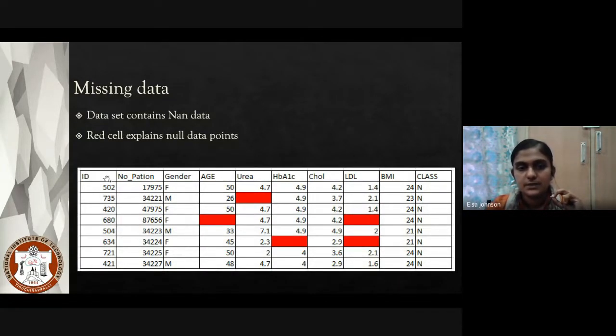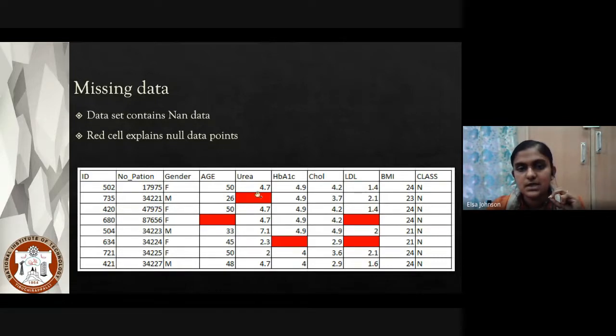For explaining, I have taken an excerpt of a small diabetes data set. So it has an ID number, a patient number, gender, HbA1c, cholesterol, LDL, BMI, and class. There were some other features, but I'm not including them here right now. So you can see the red cells I have highlighted. So these red cells, maybe when they took the survey, they haven't given an answer to that particular question, and that results in those cells being blank.